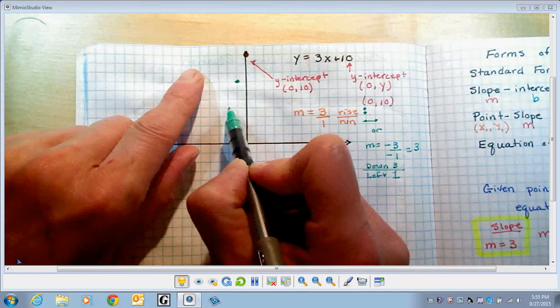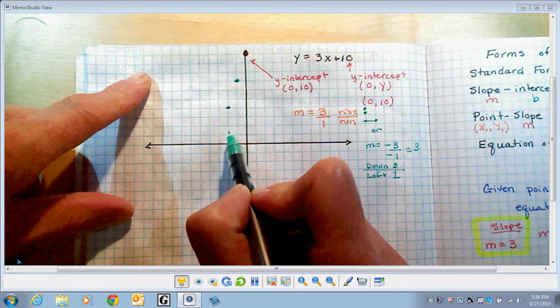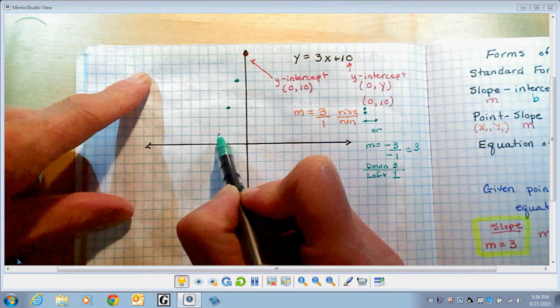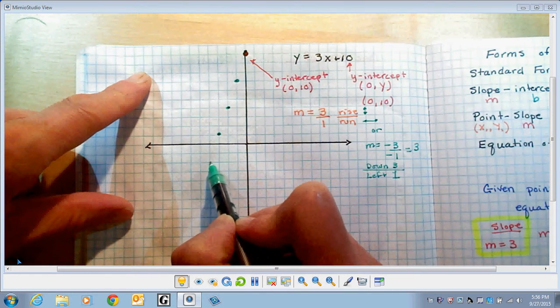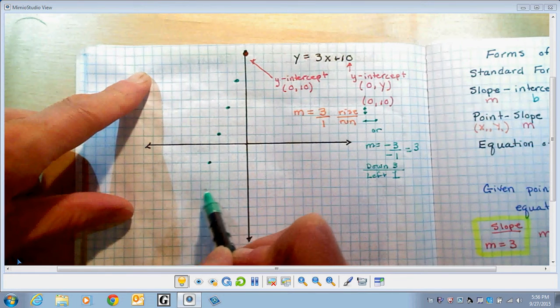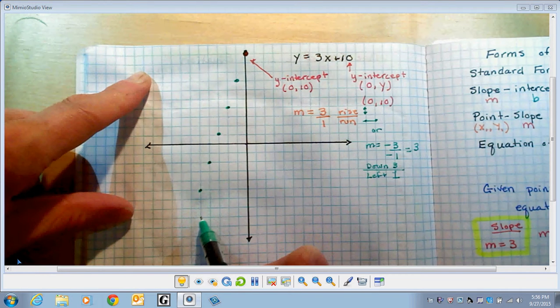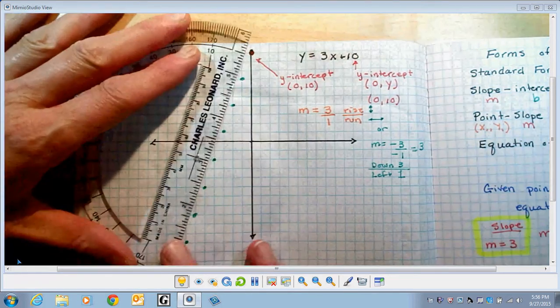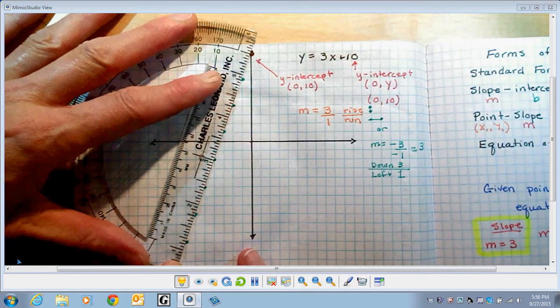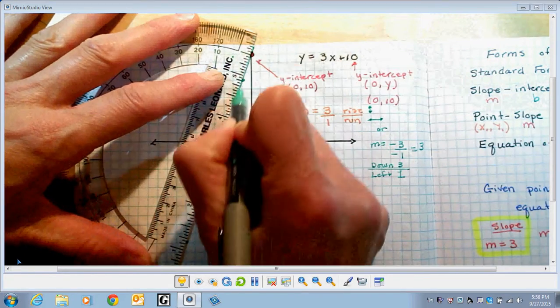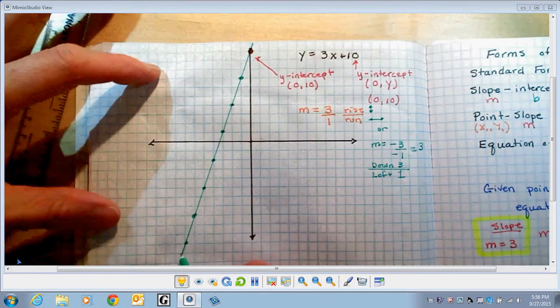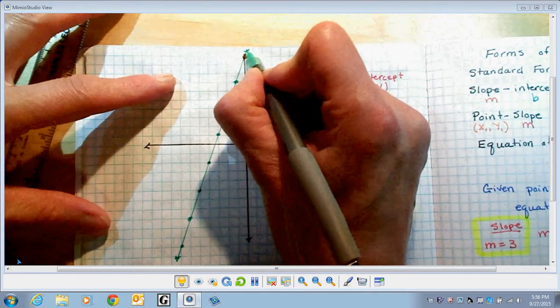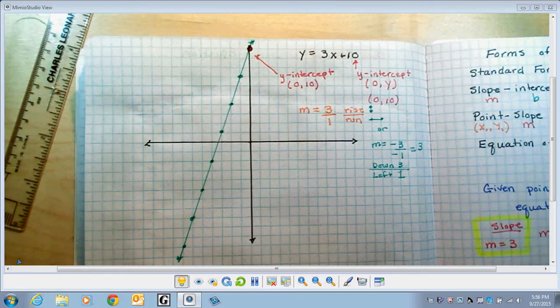I keep repeating that: down 1, 2, 3, left 1, until I'm off the graph. Okay, and I'm off the graph. Now I'm going to take a straight edge. Because I have points in between that are also a solution.